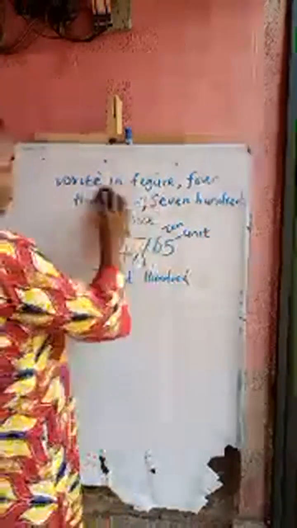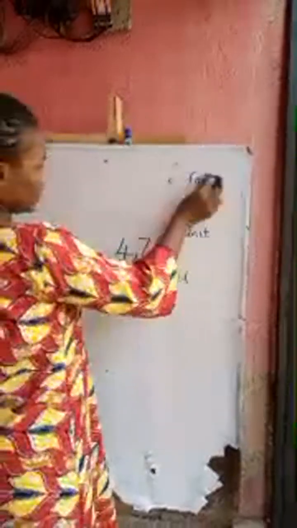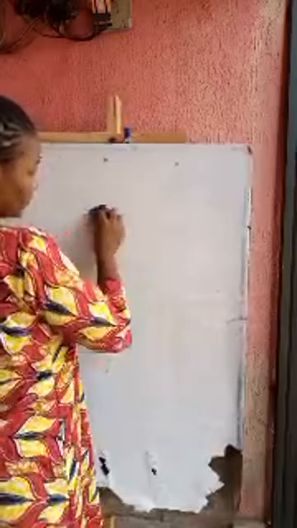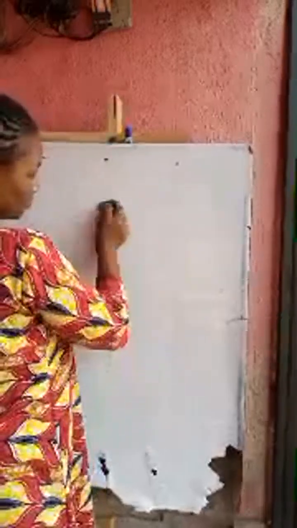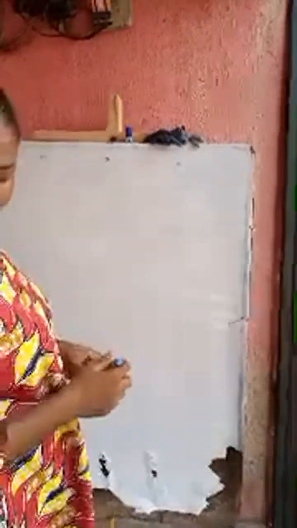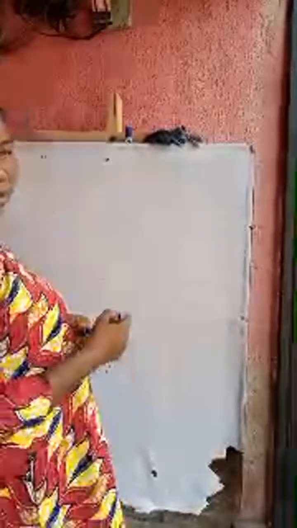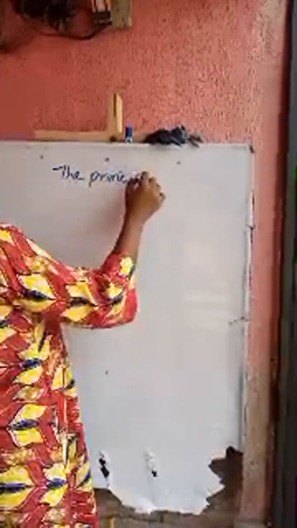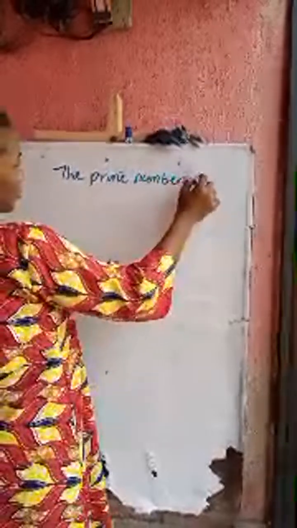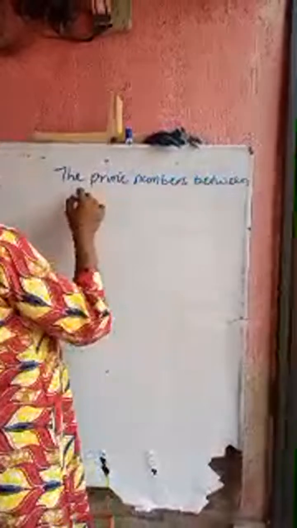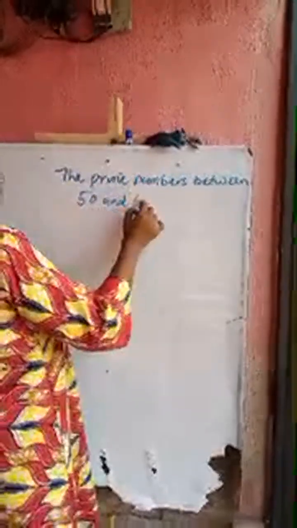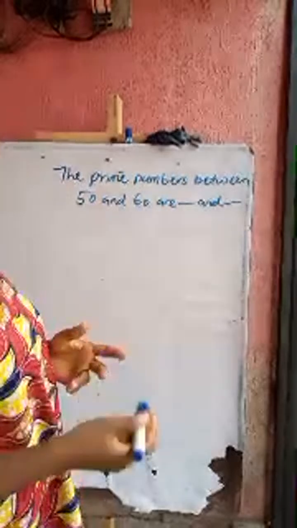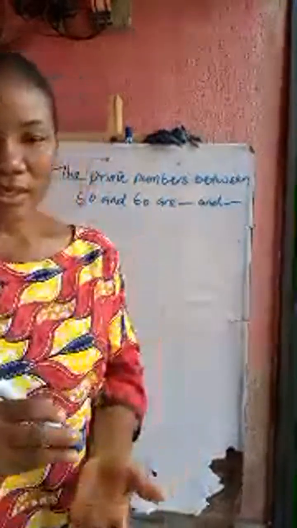Let's look at another one. The prime numbers between 50 and 60 are dash and dash.